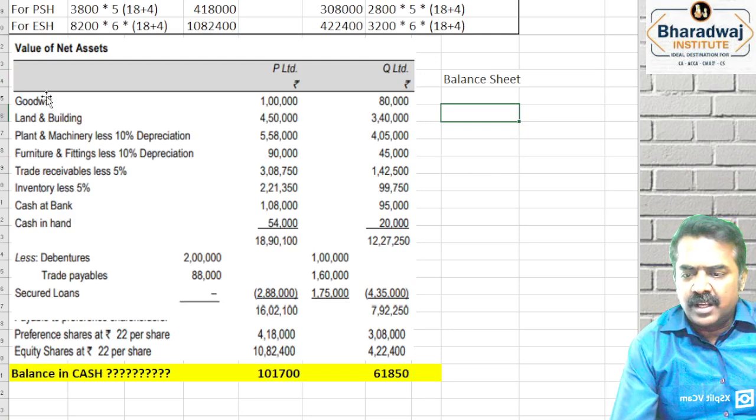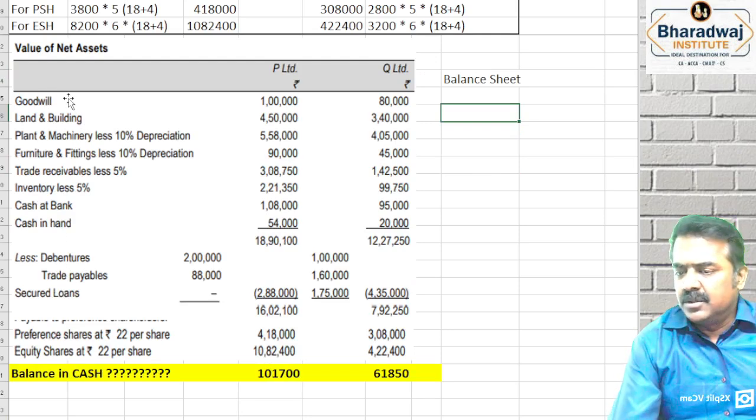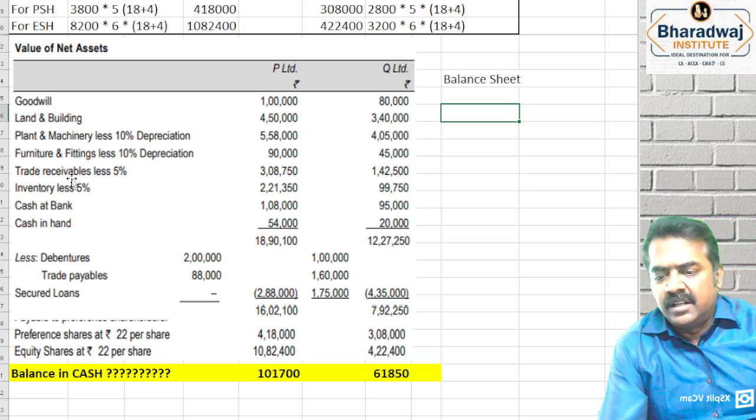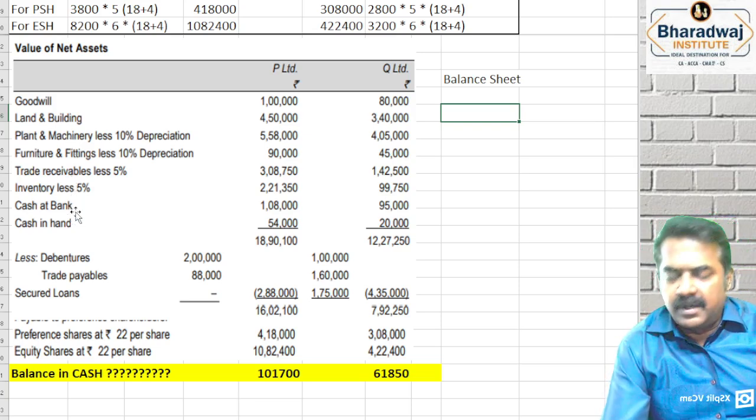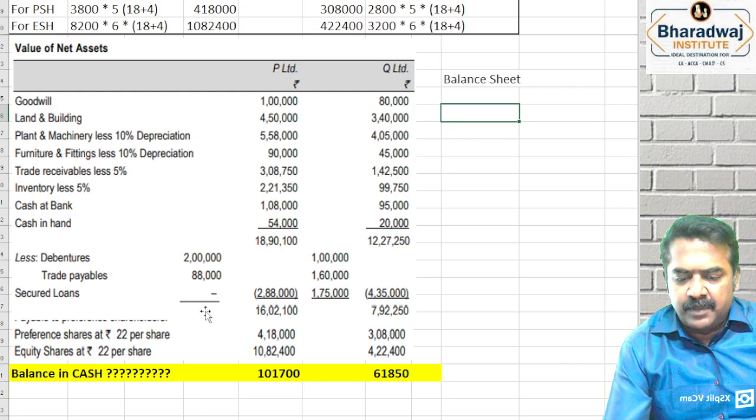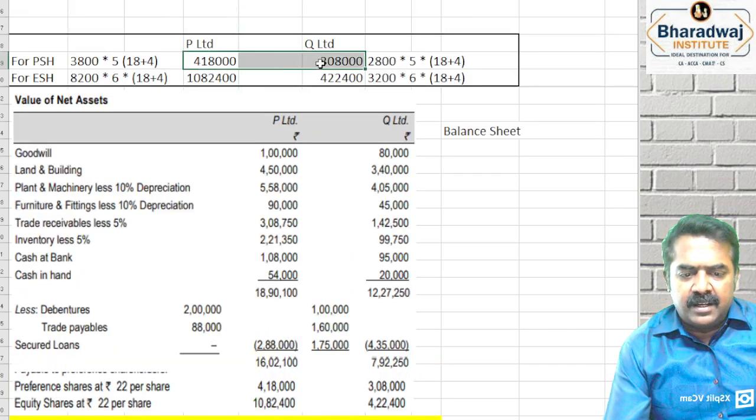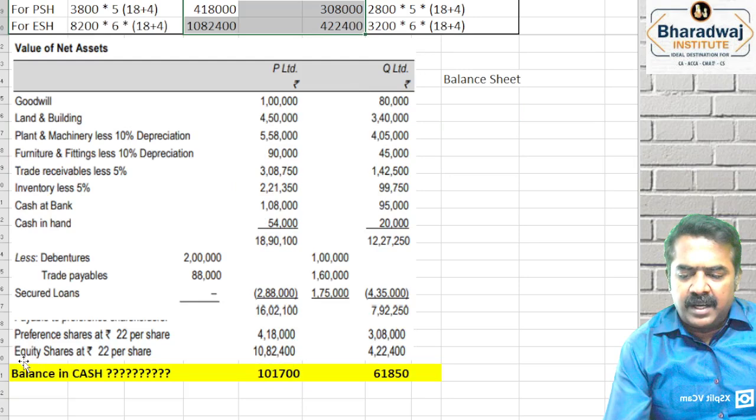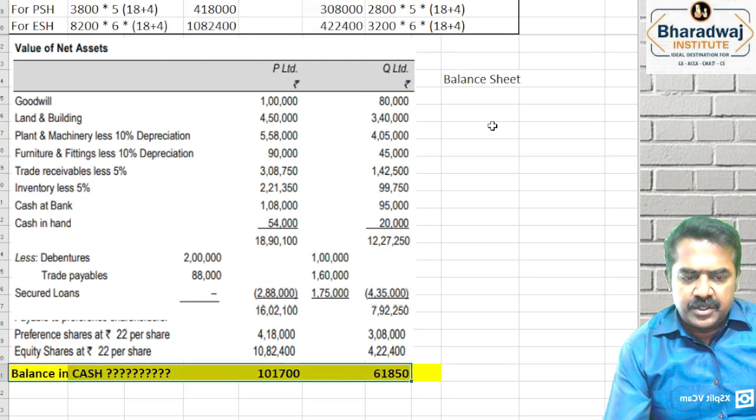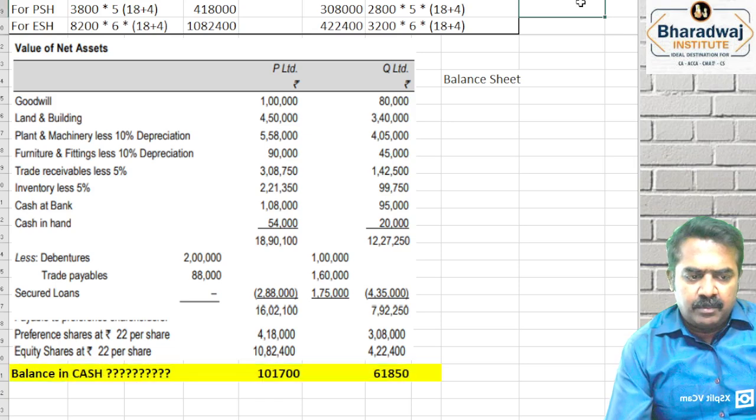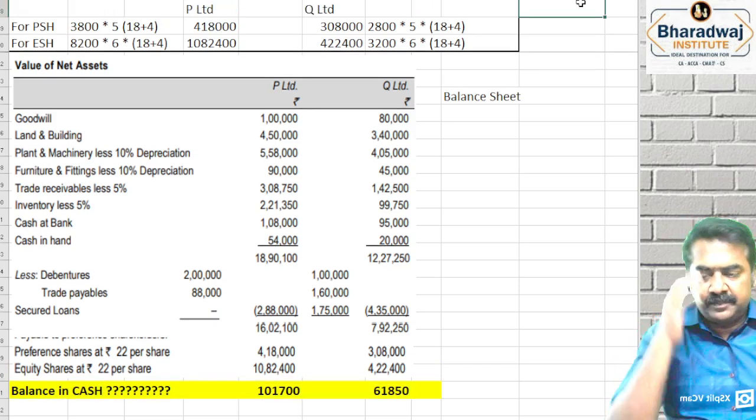So we work out assets minus liabilities: goodwill, land and building, plant and machinery, trade receivable, inventory, cash in bank, cash in hand, debentures, trade payable, secured loans. You get net assets. Already this much has been paid. The balance is payable in cash.